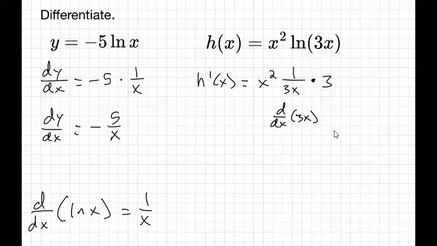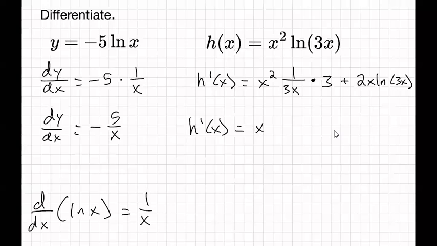With that said, though, when you do, you're going to add the derivative of the second one, you'll have 2x natural log of 3x for that second term. At that point, all we need to do is just clean it up a little bit. So we'll say, hey, the derivative of h of x is equal to x plus 2x natural log of 3x.